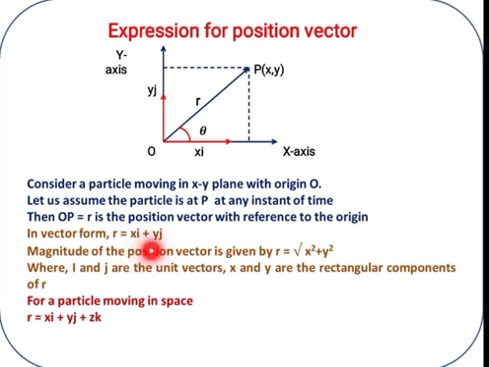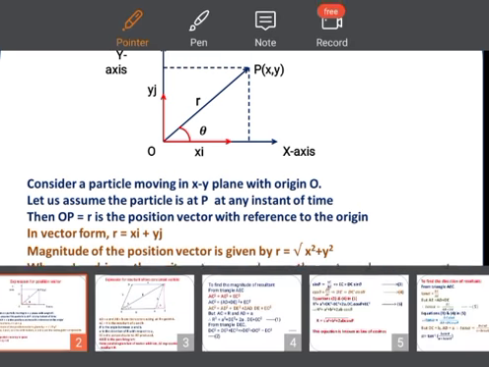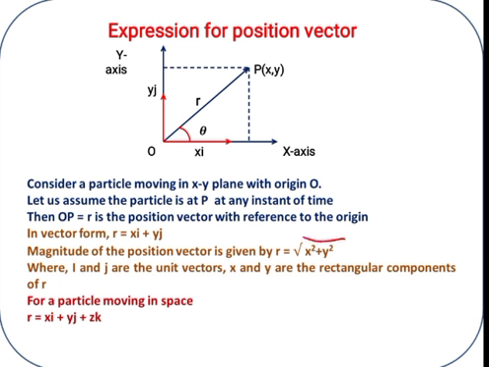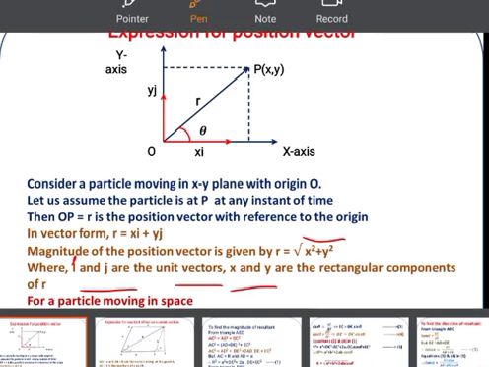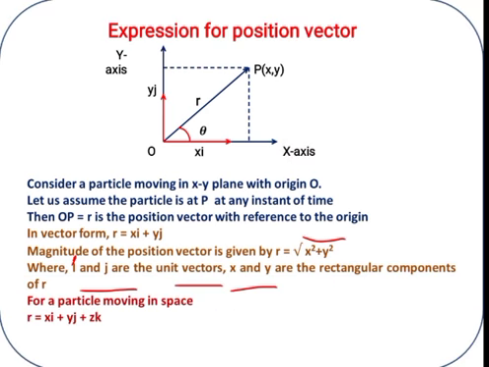R is equal to xi plus yj. The magnitude of the position vector is given by R is equal to square root of x square plus y square, where i and j are unit vectors along x and y, the rectangular components of R. Now, suppose the particle is moving in space, in a 3 coordinate system x, y, z, then this is z, k. How do we write it? R is equal to xi plus yj plus zk.